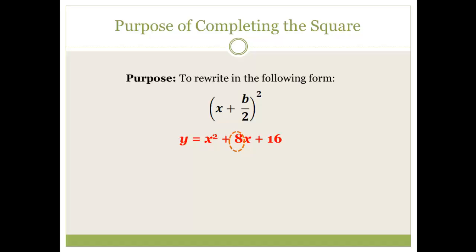We define the b coefficient to be 8. We plug 8 into the equation and now have the quantity x plus 8 divided by 2, quantity squared. The answer gives us our perfect square of the quantity x plus 4, quantity squared.